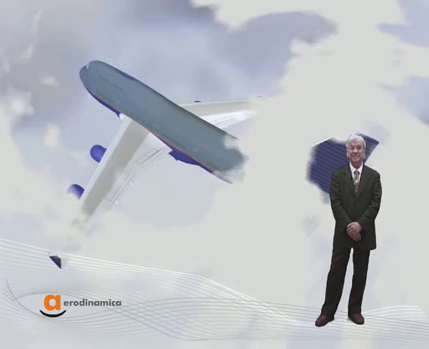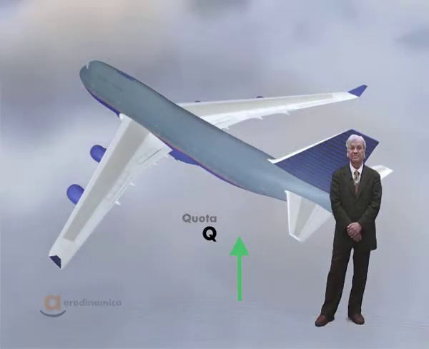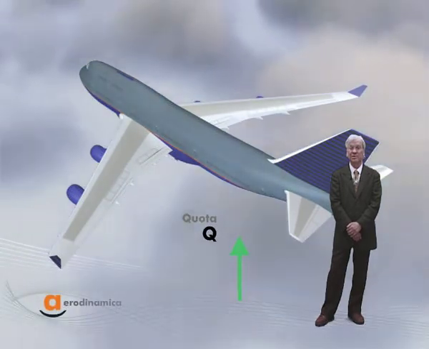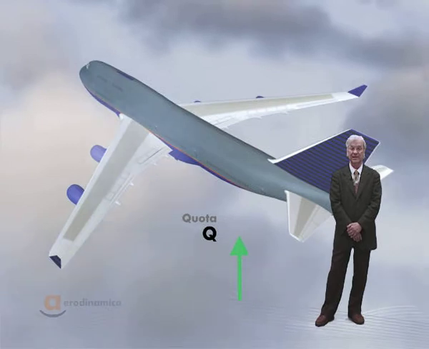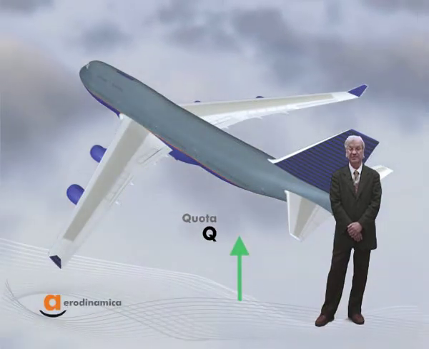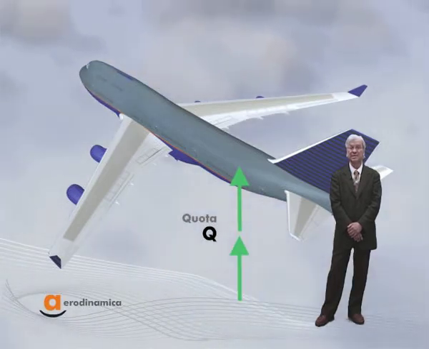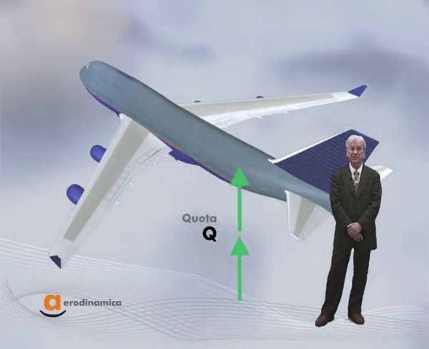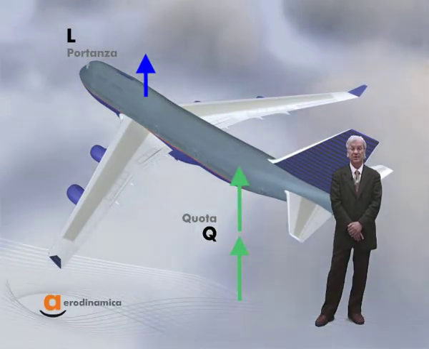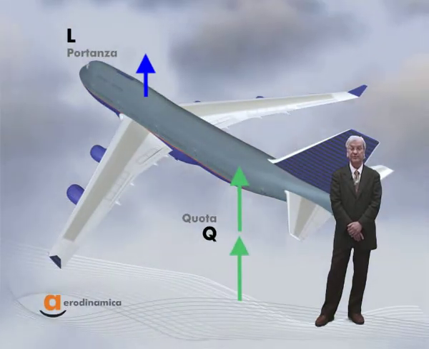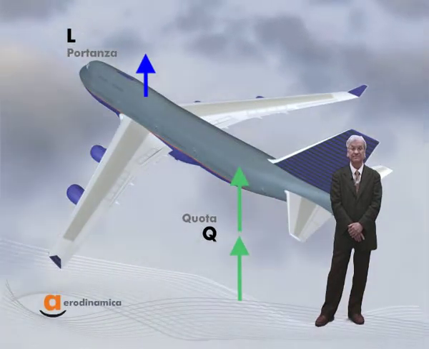Let's try to answer another question. In horizontal flight at higher and higher altitudes, what is the highest altitude an airplane can reach? As you already know, if we increase the flight altitude, the density of the air decreases, and so does the lift. What should we do to maintain the same lift?